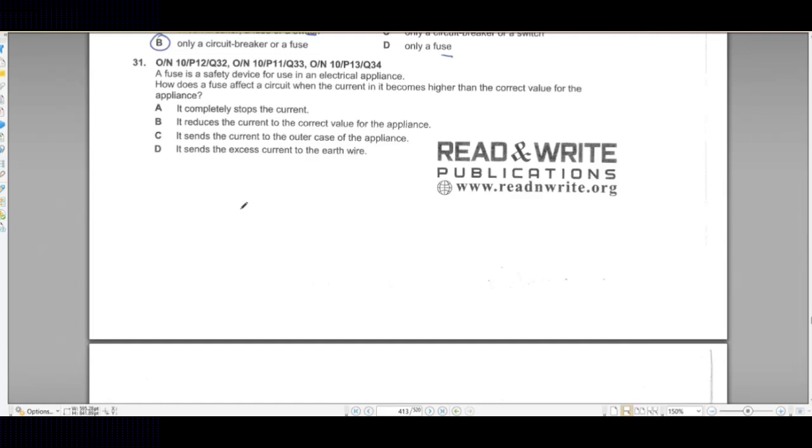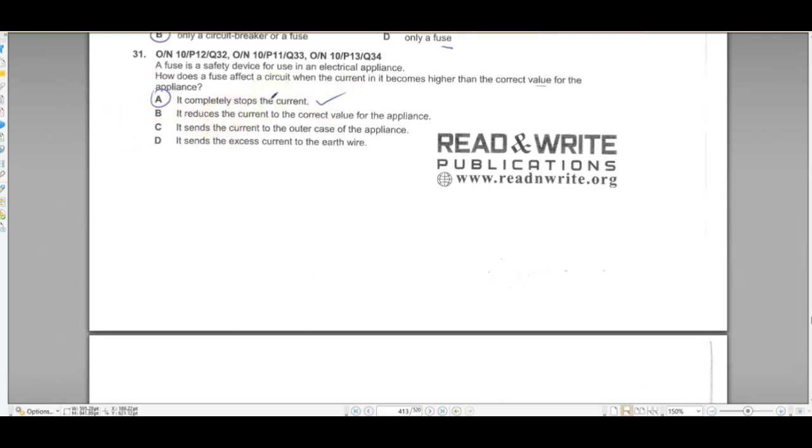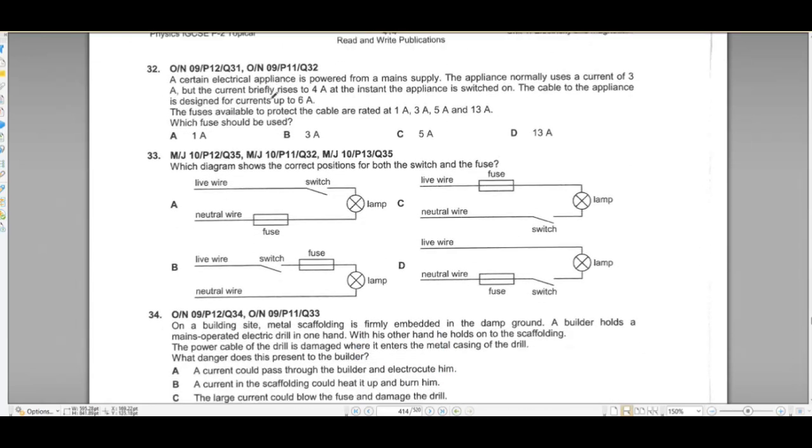A fuse is a safety device used in an electric appliance. How does a fuse affect a circuit when the current in it becomes higher than the correct value of the appliance? It completely stops the current. Yes, this is the correct option. So we don't need to see the other ones. Okay? Moving on to question number 32.